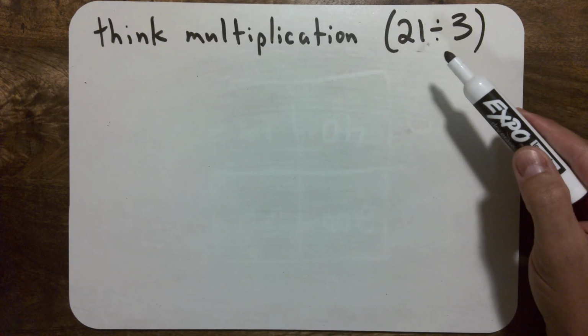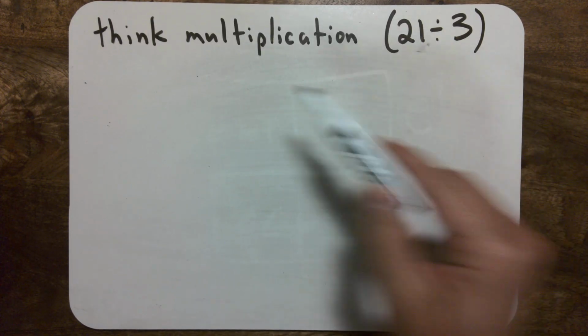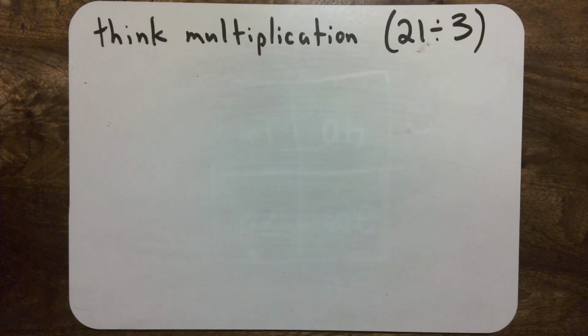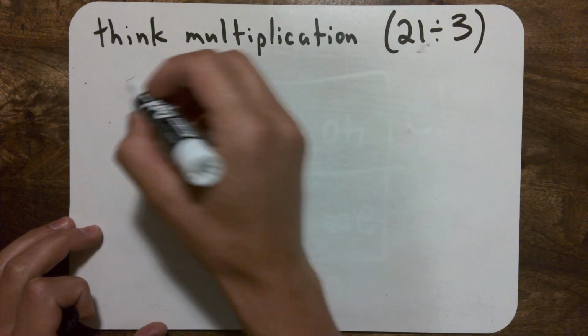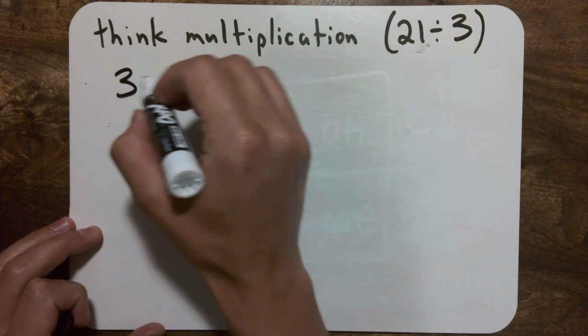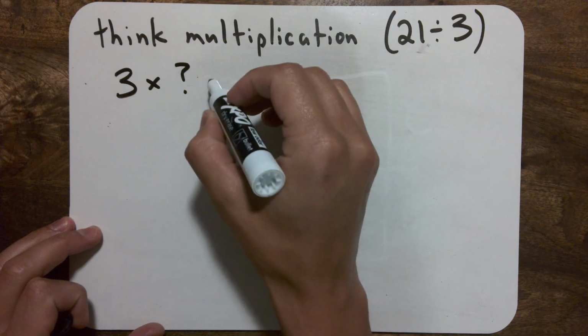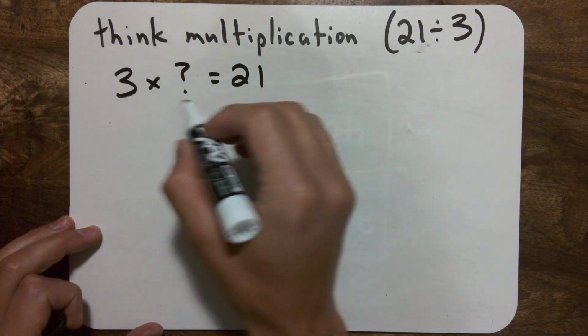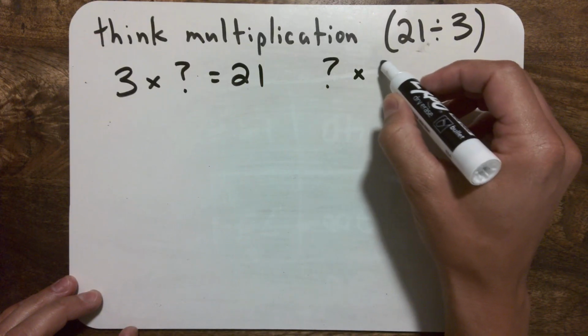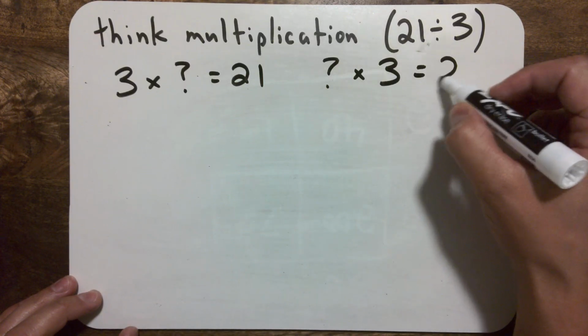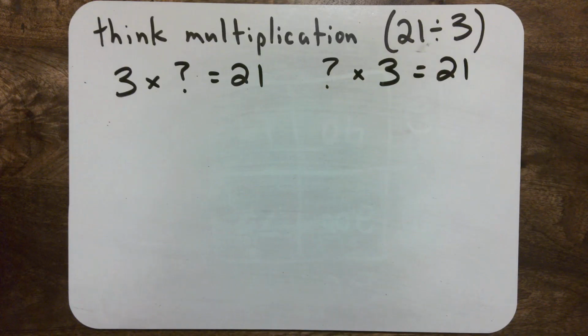When we have a division problem, if we're using this strategy, we're using multiplication to solve a division problem. So if we have 21 divided by 3, we can think of this as either 3 times what equals 21, so 3 groups of what size equals 21, or how many groups of 3 would equal 21. It's related to that inverse relationship between these operations and those fact families.